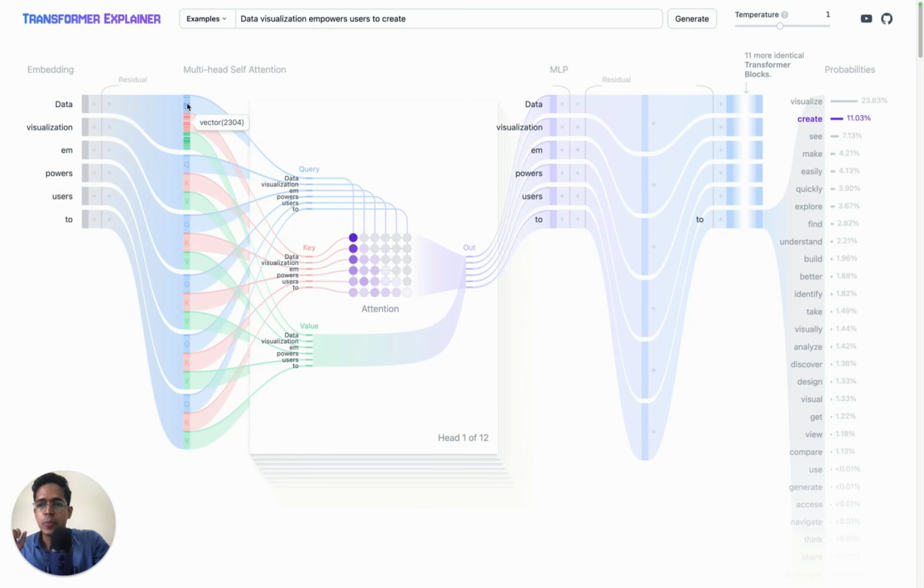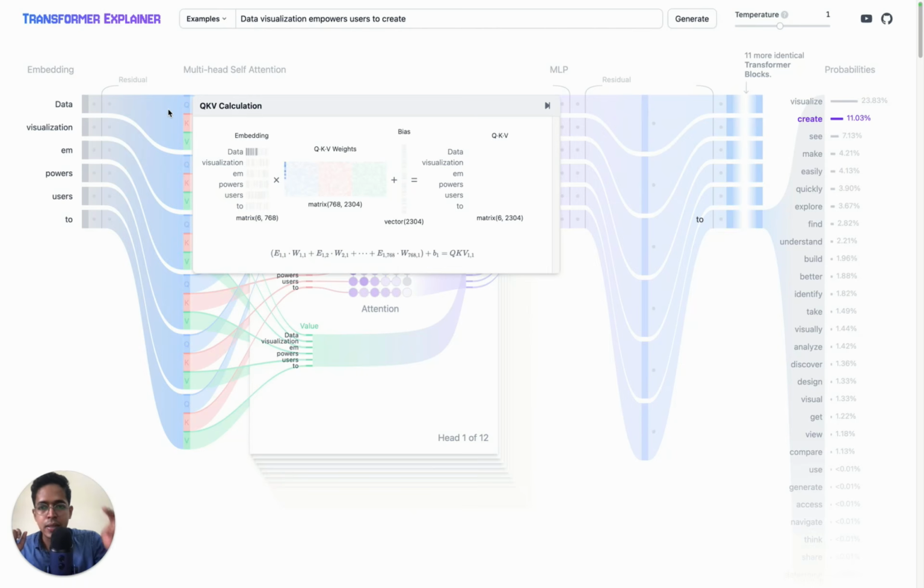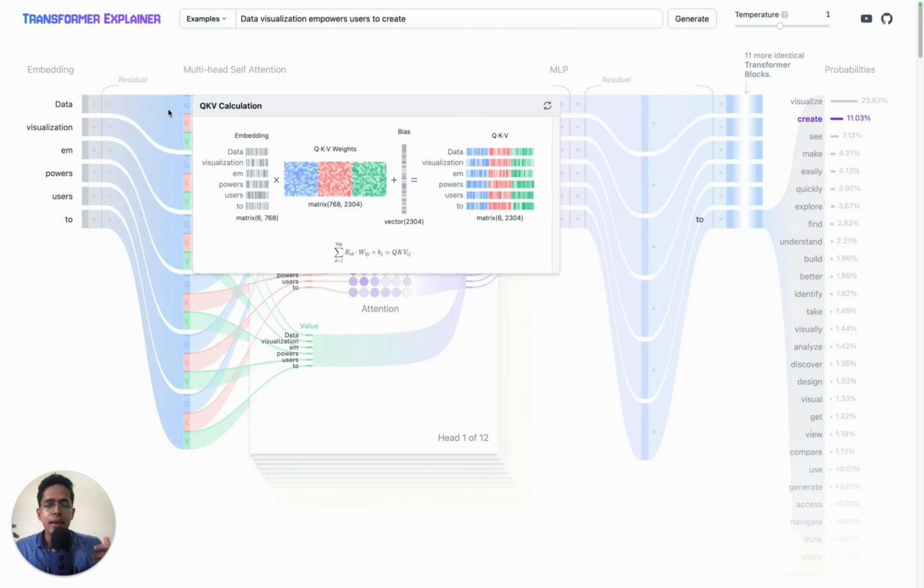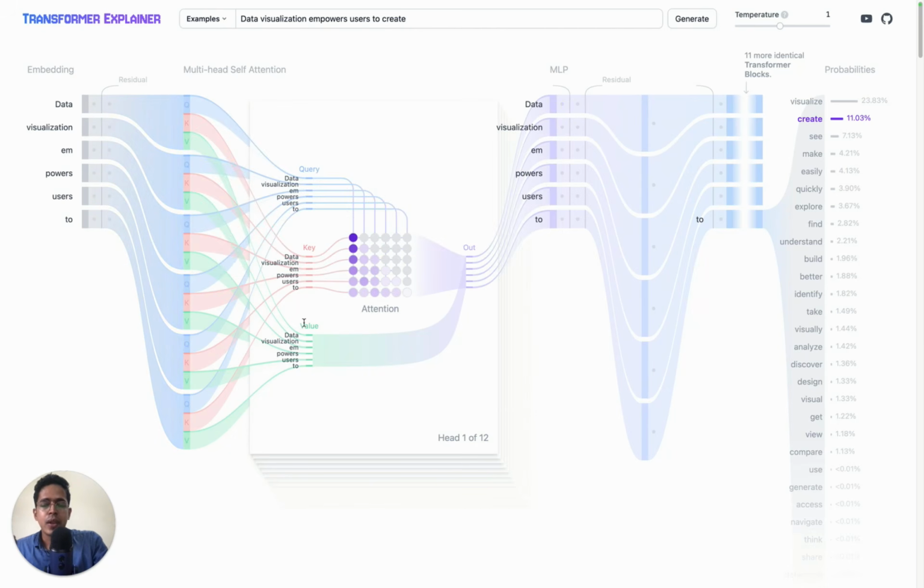I will just move my mouse pointer and click on this part so that you can see this animation. See what's happening here. Each token is getting multiplied with this QKV matrix to create a 2304-dimension version of the original 768-dimensional token. So why is it 2304? As I mentioned, it's 768 multiplied by 3. Now, for every single token, we have 6 tokens here, right? Data, visualization, M, powers, users, 2. There are 6 tokens, which means there are 6 query values and 6 key values.